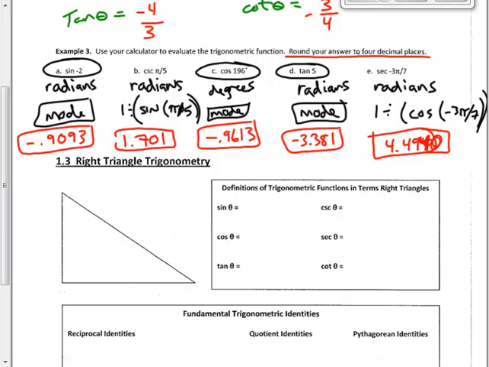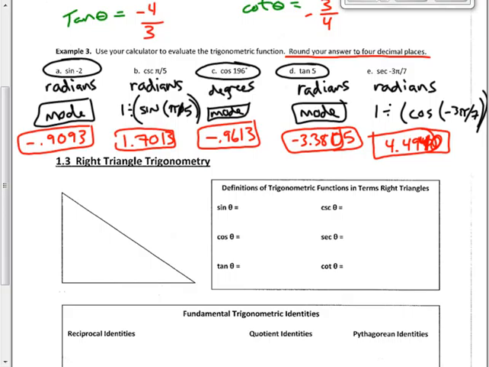What was wrong with me? This should be 3.3805. That one's to 4. 1 divided by sine gives me 1.701 and a 3 at the end here. Now they should be right. You should have 4 decimal places. Read the directions, Mr. Wheatman. Okay, so check that. The second thing, make sure you're in the right mode.